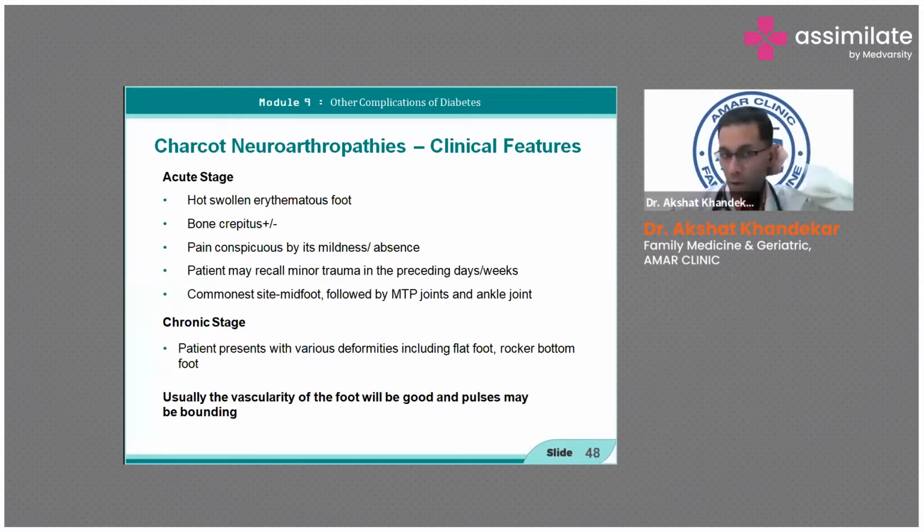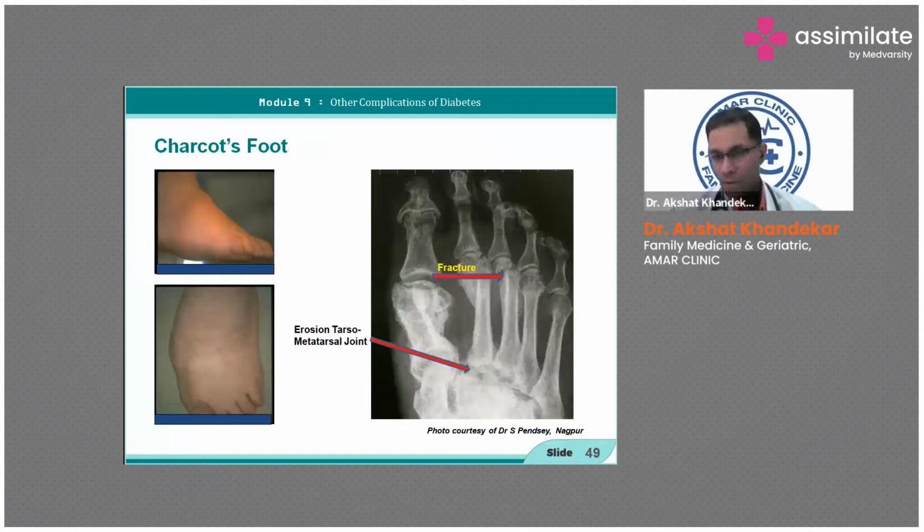Pay attention there. In chronic stages, the patient presents with various deformities, including flat foot and rocker bottom foot. Usually the vascularity of the foot will be good and pulses may be pounding, as I mentioned earlier. So you see, this is the metatarsal area. You will have the fracture, which will lead to swelling of the foot, which can be seen on the left side, and it's a slight tilt, so that is a slight deformity. So the erosion is quite evident in the tarsal metatarsal area.